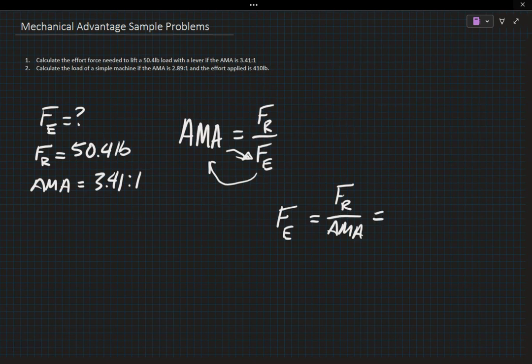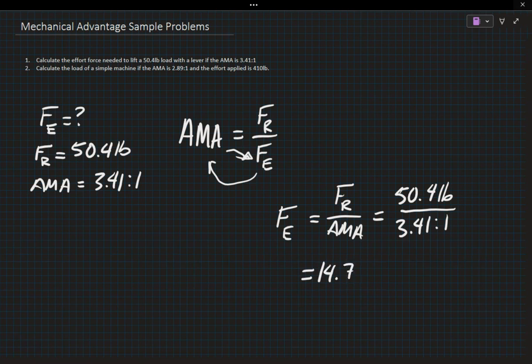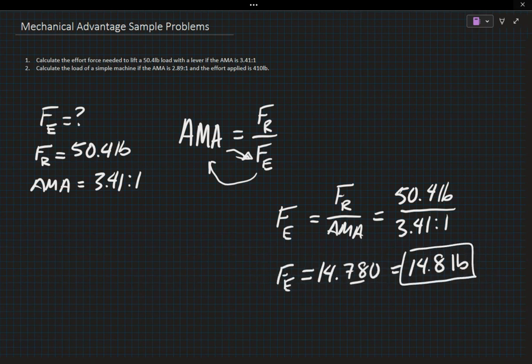Okay, so let's go ahead and plug in. So this is going to be 50.4 pounds divided by 3.41 to 1. So 50.4 divided by 3.41 gives me 14.78 and a bunch of zeros. So we are going to go ahead and round that to 14.8. And our units are going to be pounds. So our effort force is 14.8 pounds.